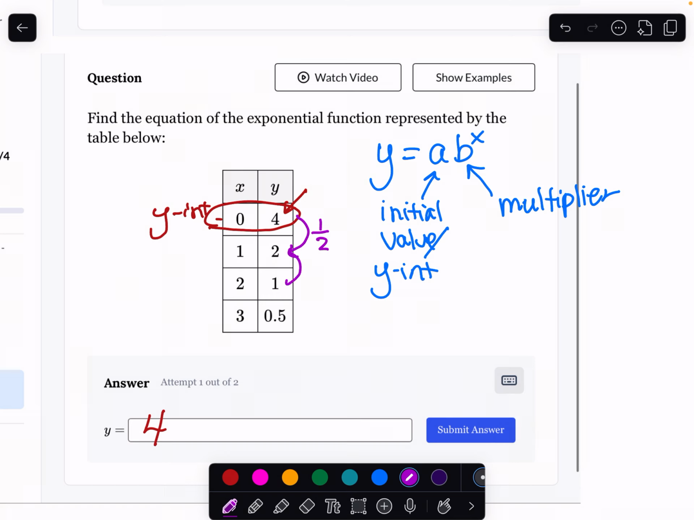So we can either have 1/2 here, or you can have 0.5. I don't think they care. So it's going to be 1/2 to the x. Or for this, you could do 4 times 0.5 to the x. Same thing. All right, so that is what you're doing for this assignment. And this is the end of this video. Again, if you need more help, there are the videos and the examples that you can follow on every single problem.